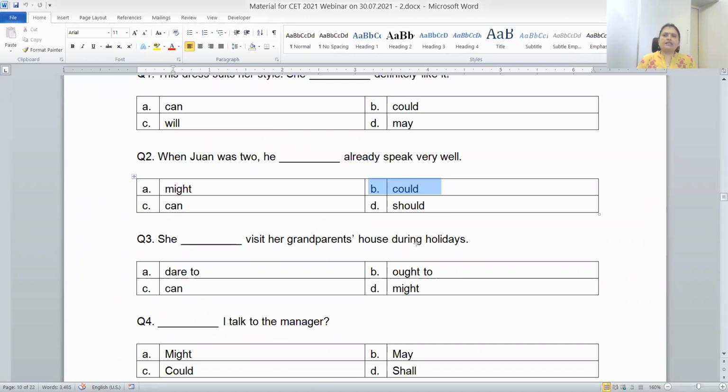She dash visit her grandparents' house during holidays. Might. Very good. Very happy, children. You all are understanding, answering. She might visit her grandparents' house during holidays. Children, doesn't matter sometimes, even if you go wrong, it's very important to try, all right? We all make mistakes, don't worry.